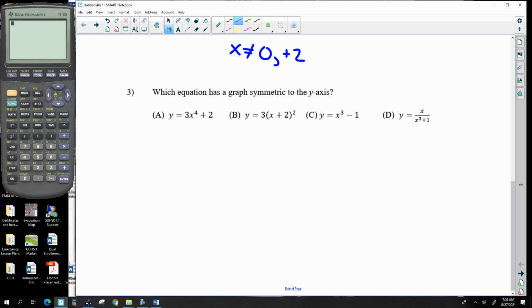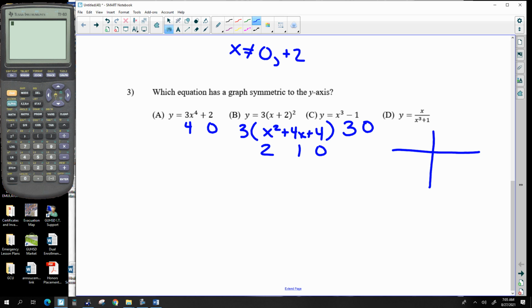Okay. Which one is symmetric about the y-axis? That would be the even. So these have exponents of 4 and 0. This ultimately would be an x squared plus 4x plus 4 with a 3 on the outside. However, long story short, that's a 2, 1, and a 0. Here, this is a 3 and a 0, and this is, I think, a graph that looks something like that. So symmetric about the y-axis implies that this thing is even. So I see that this guy right here is even.